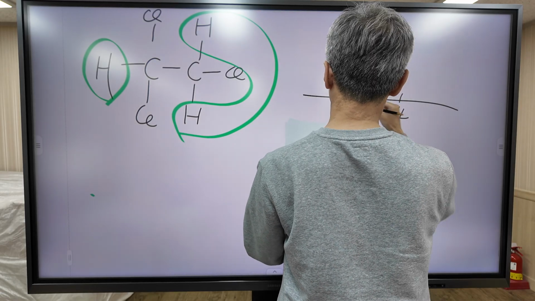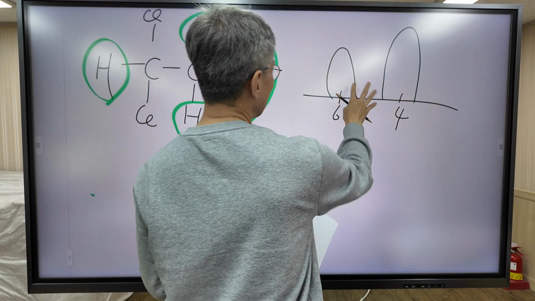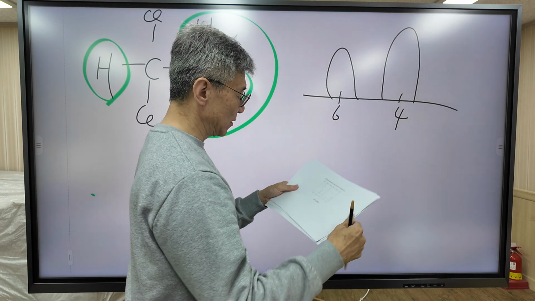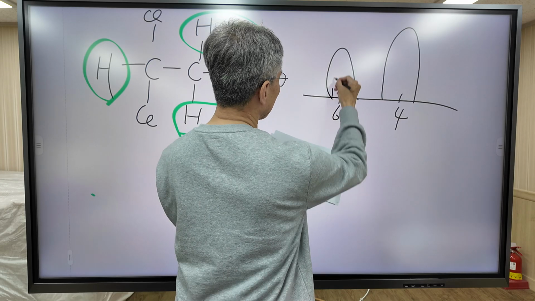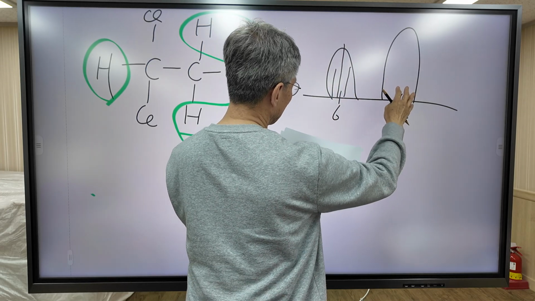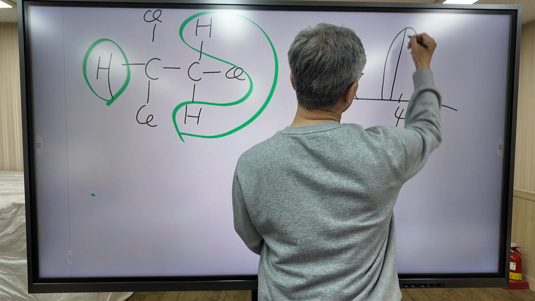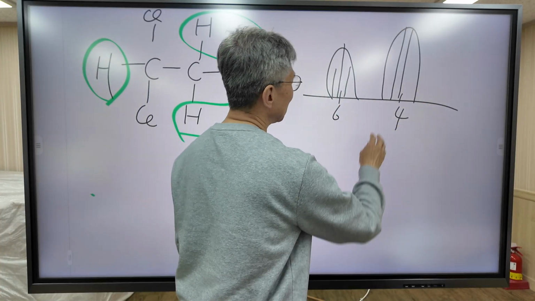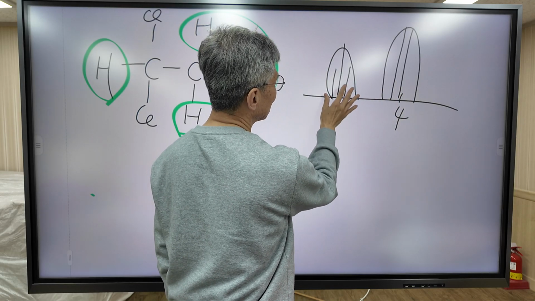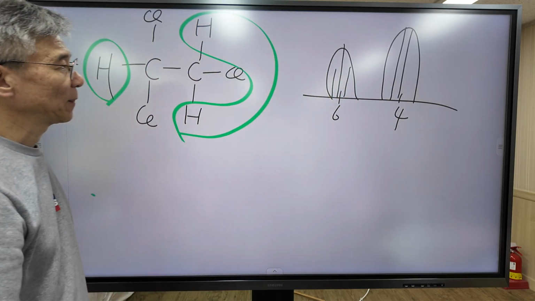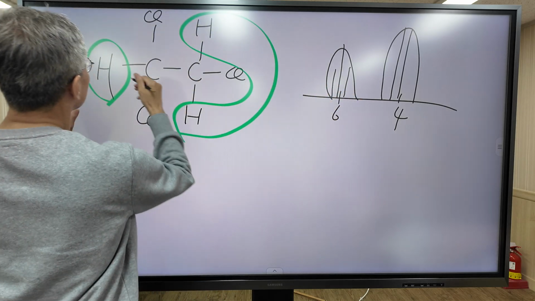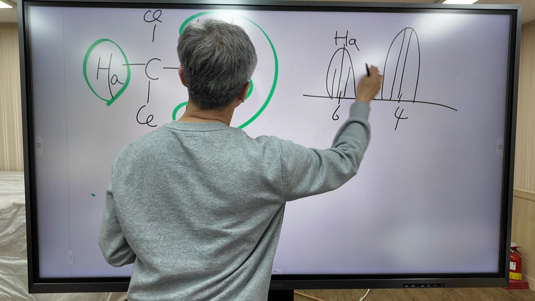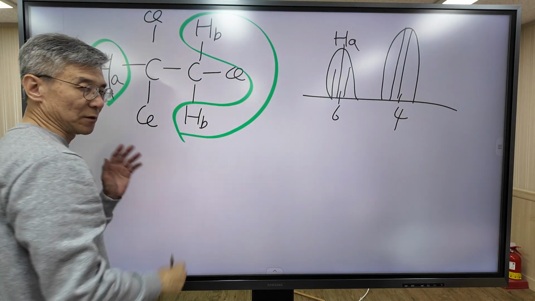6, 4. So two bands appear. But when you take a closer look at these peaks, the peak at 6 ppm is a triplet. The peak around 4 ppm is a doublet. This is the quick question: why is this peak a doublet? Why is this peak around 6 ppm a triplet? Now, this peak comes from this proton. This peak comes from the Hb proton.